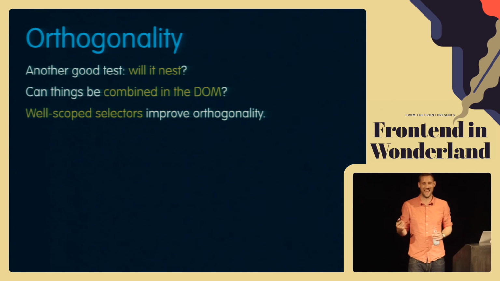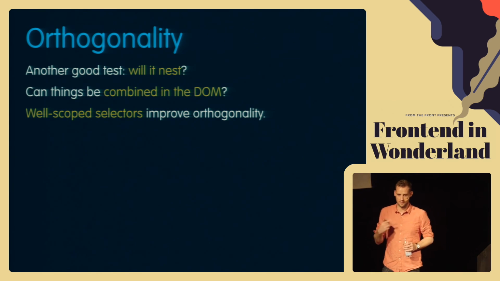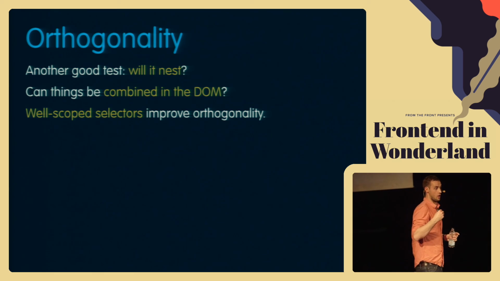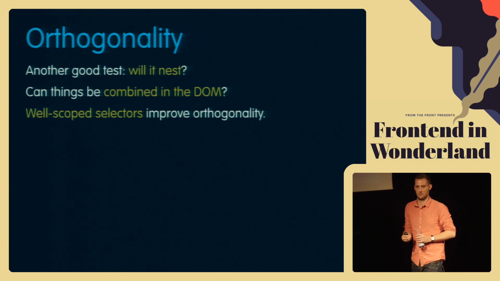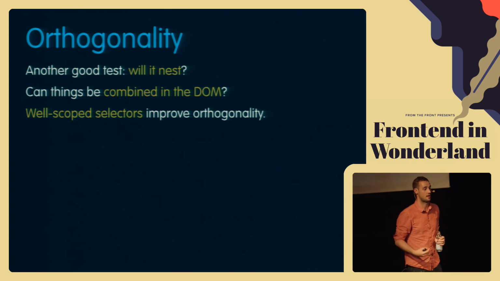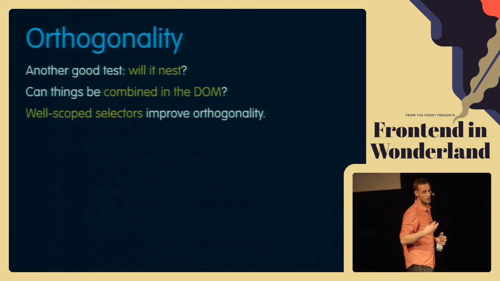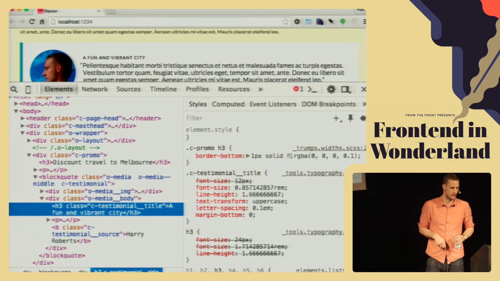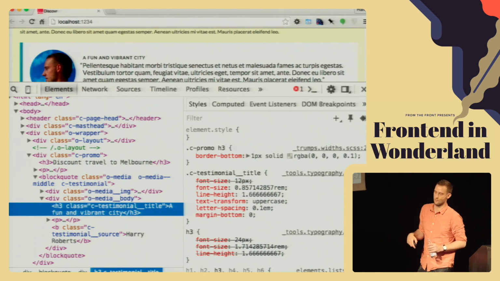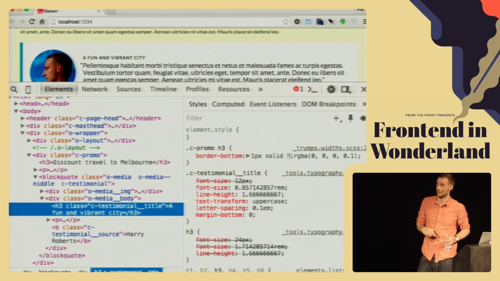Another good test is, will it nest? If you can nest things in the DOM without any collisions, you've probably got orthogonal CSS. And the key here is your selectors. 95% of your CSS architecture lies in the selectors that you use. Well-scoped selectors will improve orthogonality. I have an example here. I really hope you can see it. If not, the slides are already online, so I'll post a link to those.